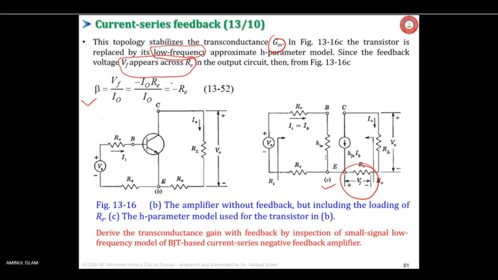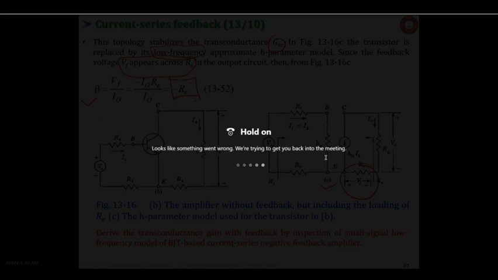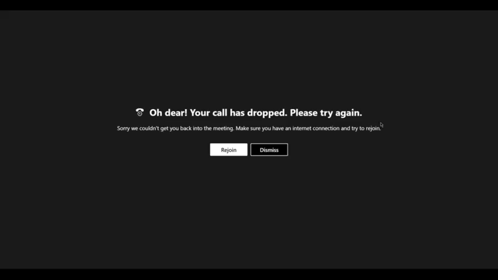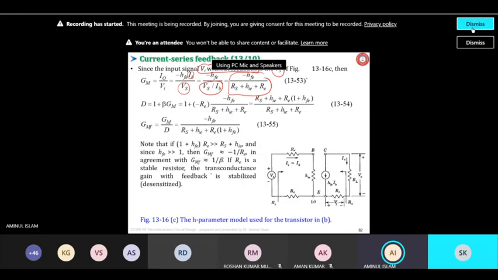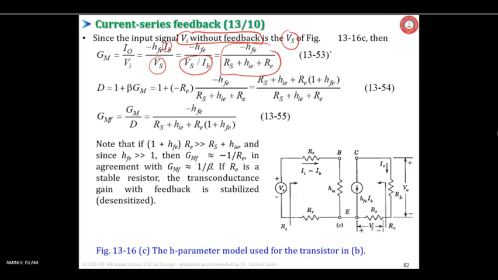Okay, and hence we get beta equals to minus RE, and the expression GM equals to minus HFE over 1 plus HFE, by RS plus HIE plus RE. This is the expression of GM.